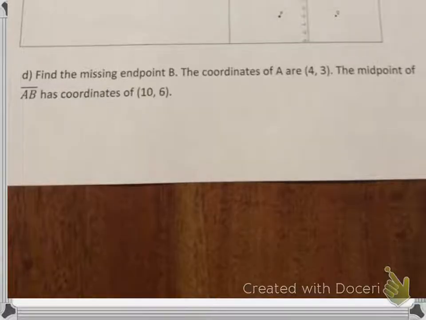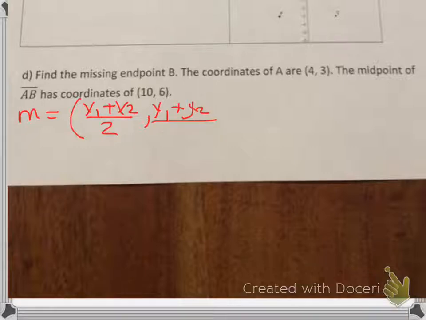Okay, last one here says, find the missing endpoint B. The coordinates of A are 4, 3. The midpoint of AB has the coordinates of 10 and 6. So again, just to remind you that midpoint formula, you take your x1 and you add it with your x2 and divide it by 2. Your y1 and your y2 and divide it by 2. That's how you get your midpoint. So this time it gave me an endpoint, which is one of my x and y coordinates. It actually gave me the midpoint this time.